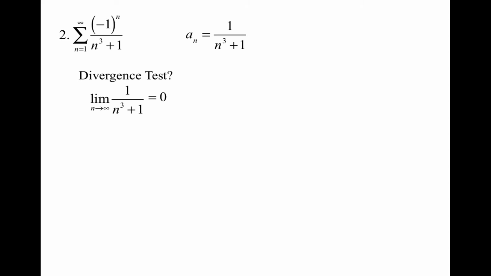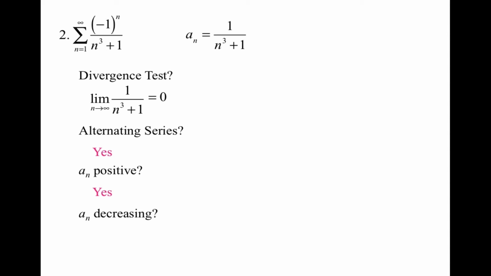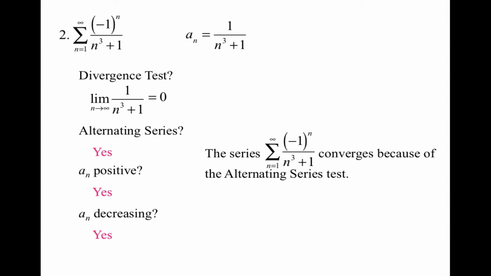All right, so now let's take a look at this one. My a sub n is 1 over n cubed plus 1. I'm going to first check my divergence test. So when I take the limit as n approaches infinity, do I get 0? Yes, I do. Is this an alternating series? Yes, it is, because of the multiple of -1. Is a sub n always going to be positive? And yes, it will if I just keep listing out the terms. And is a sub n decreasing? Yes, it is. So we would say that this series converges because of the alternating series test.